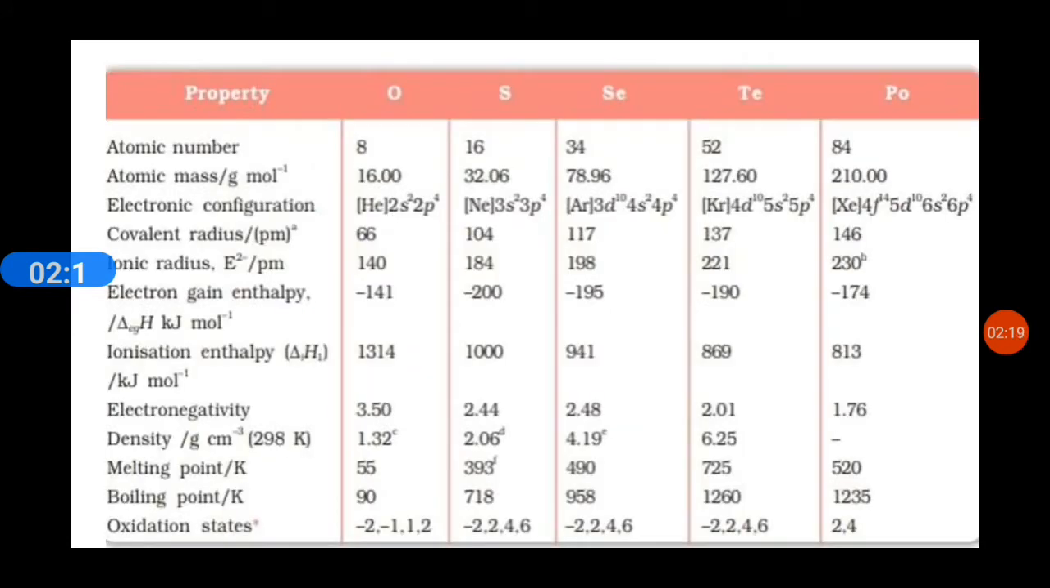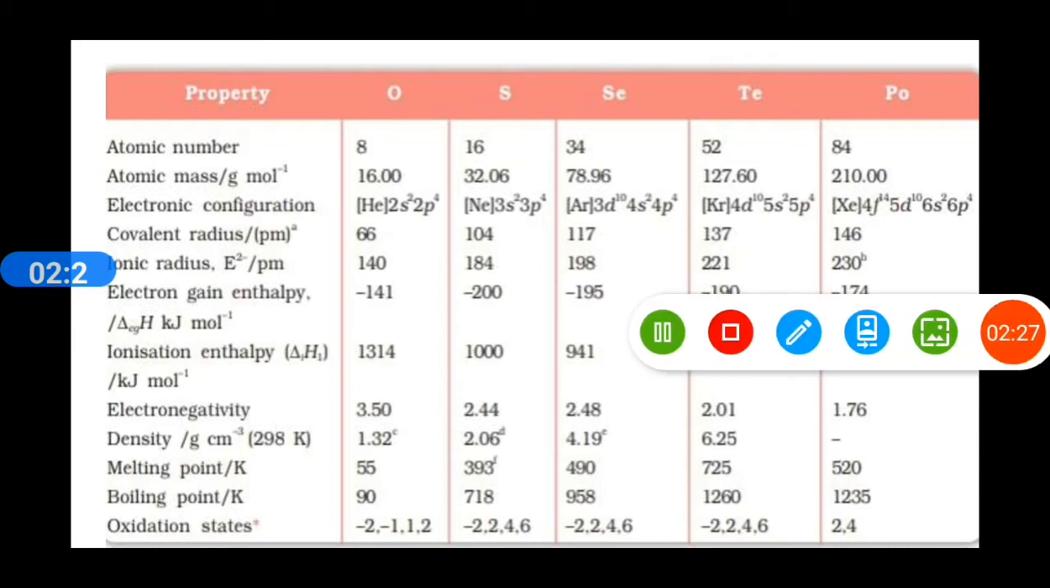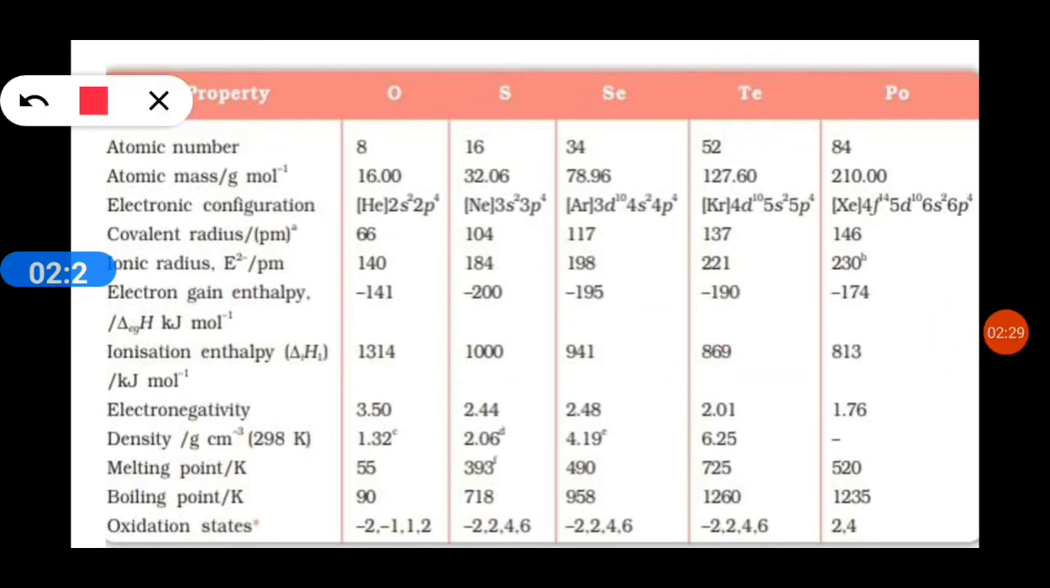The table shows various properties and their values. Here one thing is to be noticed, that though oxygen is more electronegative than sulfur, you can see the value here, 3.5 for oxygen and 2.44 for sulfur.